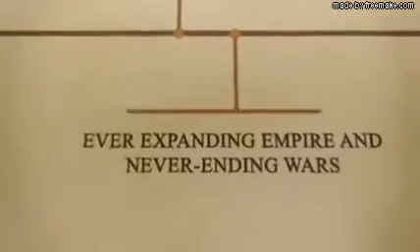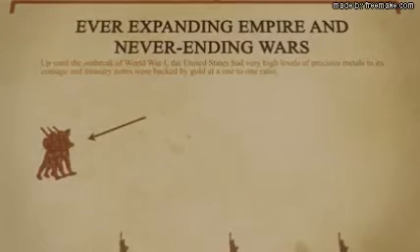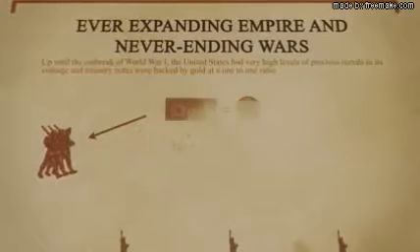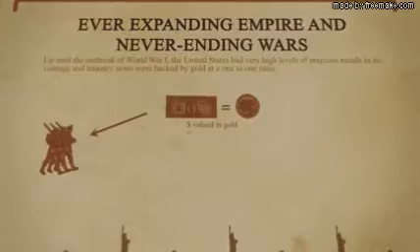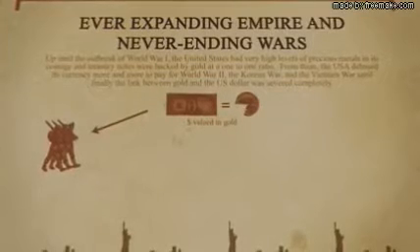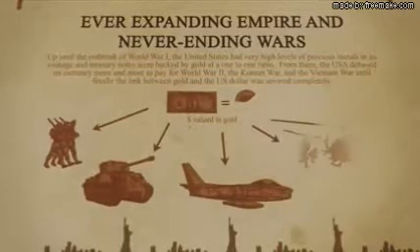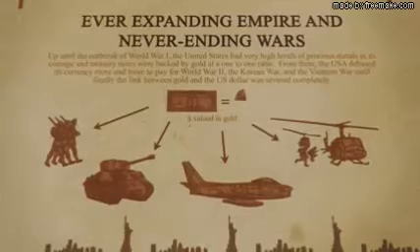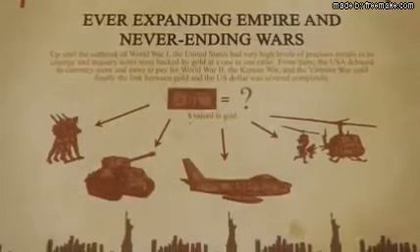Cut to today, and we see the same pattern. Up until the outbreak of World War I, the United States had very high levels of precious metals in its coinage, and treasury notes were backed by gold at a 1-to-1 ratio. From there, the USA debased its currency more and more to pay for World War II, the Korean War, and then the Vietnam War, until finally, the link between gold and the US dollar was severed completely.